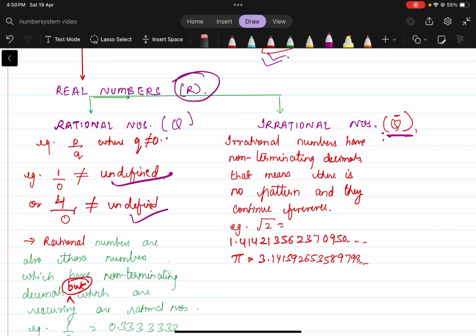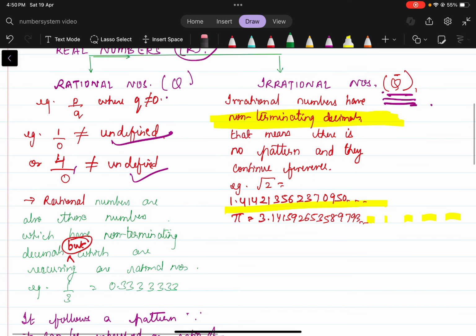An irrational number is represented by this symbol. They have non-terminating decimals, which means there is no pattern and they continue forever. Example, root 2. The value of this is 1.41421356237095, and it continues forever. Pi is also 3.141592653589793, etc. It continues forever. There is no pattern. So this is called irrational numbers.